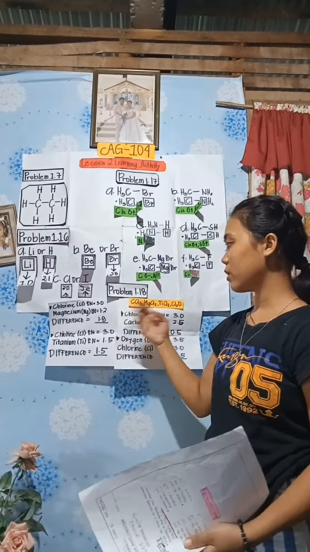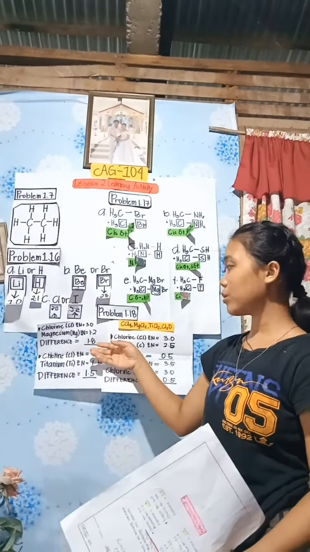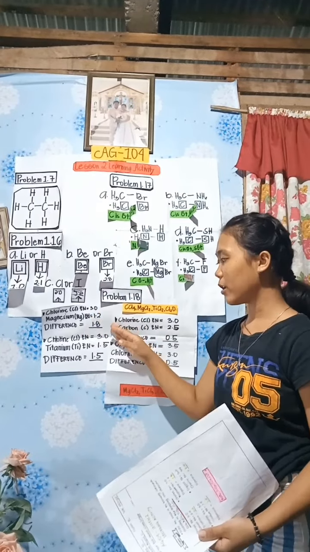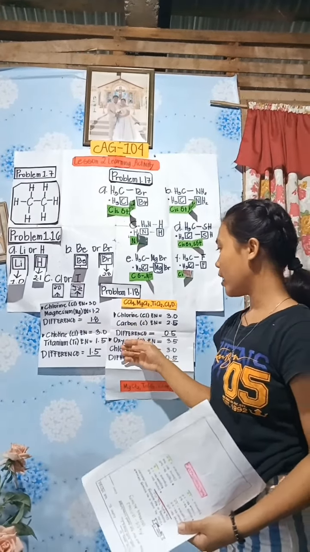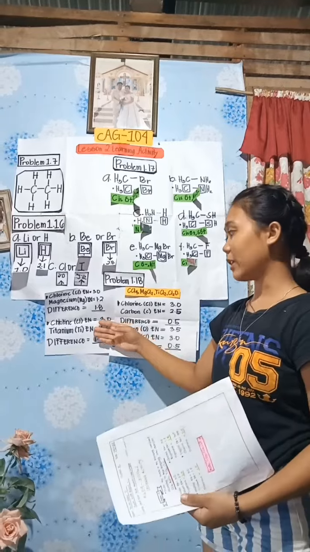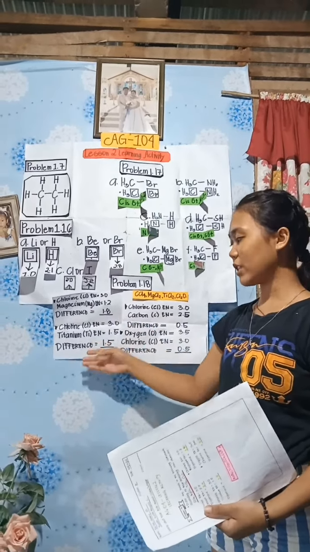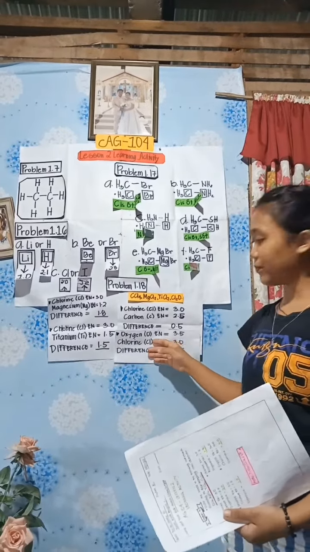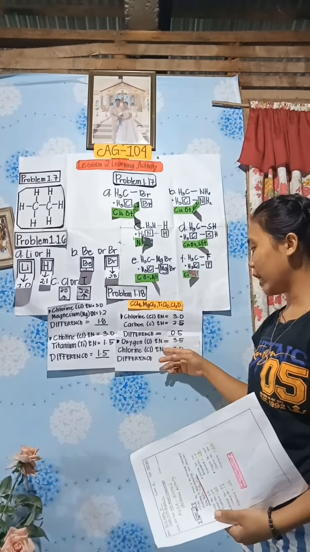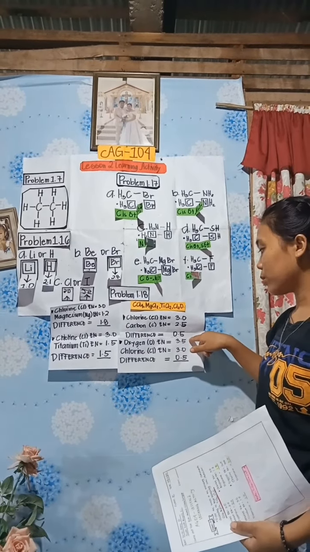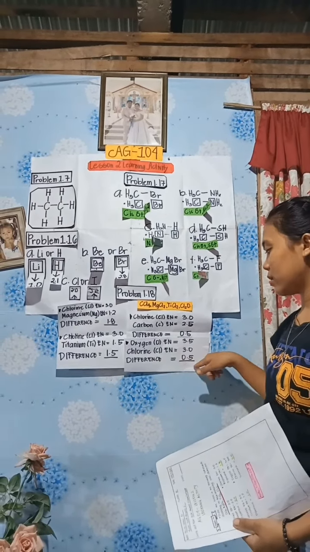We just use the same process. Chlorine electronegativity is 3.0 and magnesium is 1.1. So their difference is 1.8. Next is chlorine and titanium, which contains an electronegativity value of 3.0 and 1.1, and their difference is 1.5. Last is oxygen and chlorine, which contains electronegativity of 3.5 and 3.0. So we subtract 3.5 and 3.0, and their difference is 0.5.